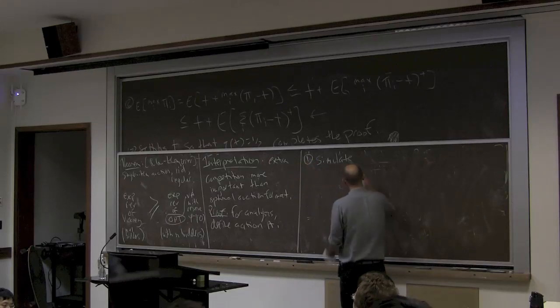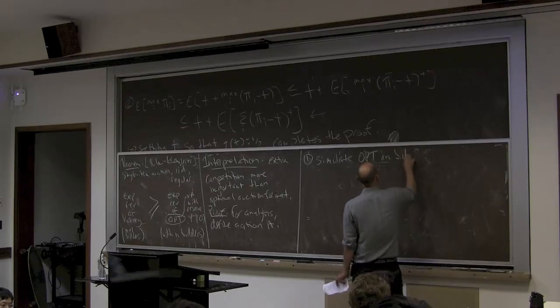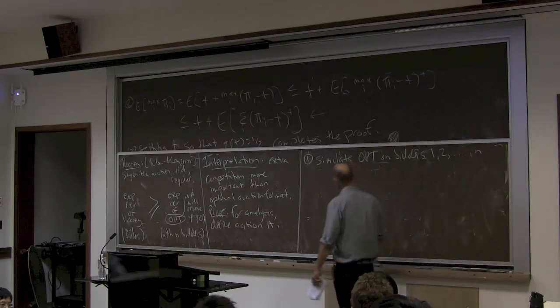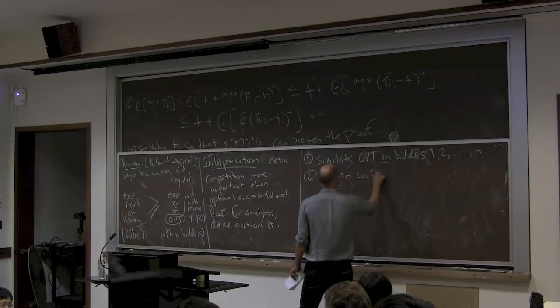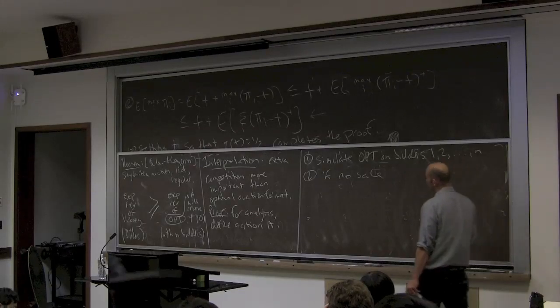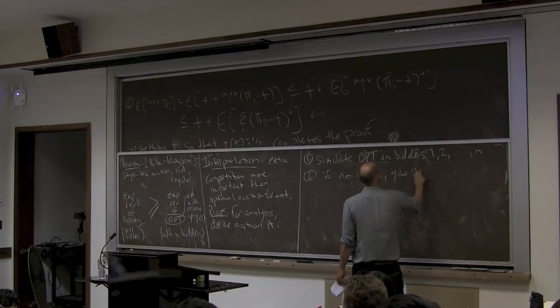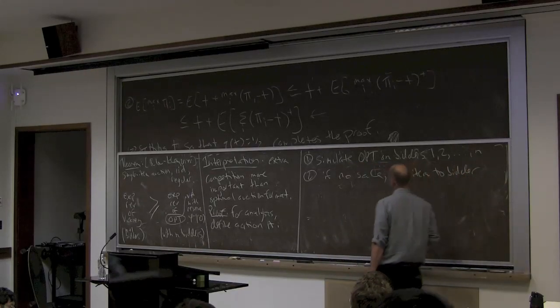So auction A simulates opt on bidders 1 up to n. Meaning it picks the highest virtual value bidder amongst the first n if there is one that's positive. If none of them are positive, there's no sale. Give item to bidder n plus 1 for free.